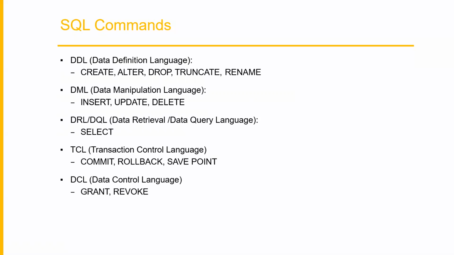Next comes DML. As stated earlier, DML is data manipulation language. Once we have created a structure in the table, then we wanted to add some data into the table. That we can do using the insert command. Then update. At a later point of time, if you wanted to modify some data that we already have in the table, then we will use the update command.